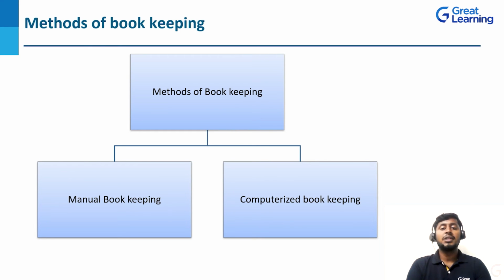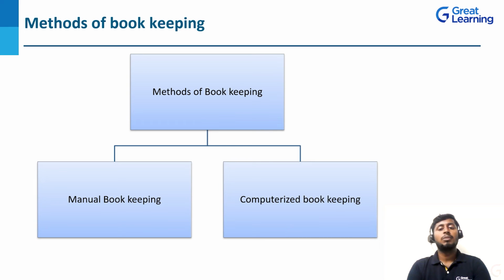In the traditional method, I think you have seen the ledger books. One way or the other you have seen the ledger book. Big books will be there, correct? There we manually enter all the details or all the activities in the book. That is manual bookkeeping.